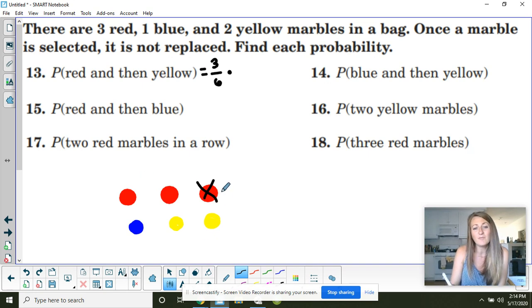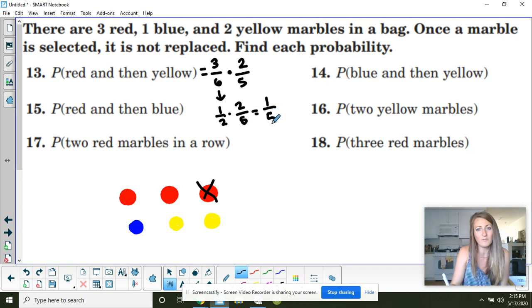Now there are 5 marbles left, and 2 of them are yellow, so I'm going to multiply by 2 over 5. Of course, we're going to simplify in advance, and this looks just like the last problem that you guys had in your Edpuzzle. That's 1 over 5 or 20%. So if we did this experiment 5 times, just reached into the bag and picked out 2 marbles, one of those times we would probably pull out a red and then a yellow.